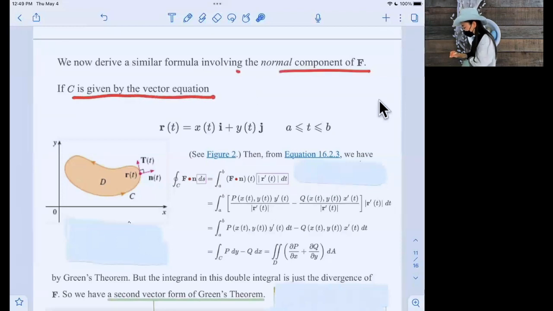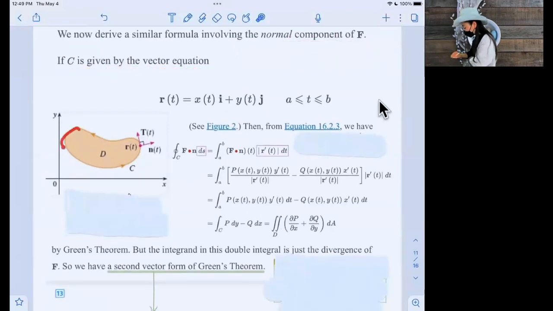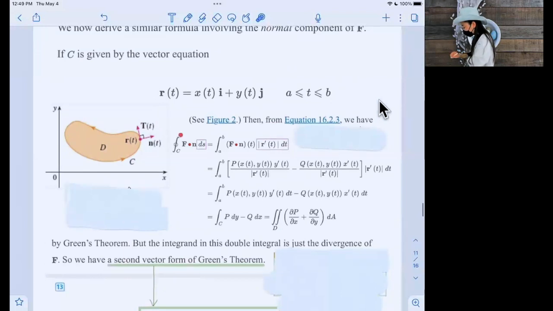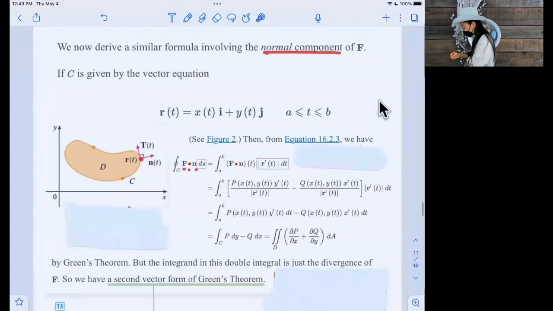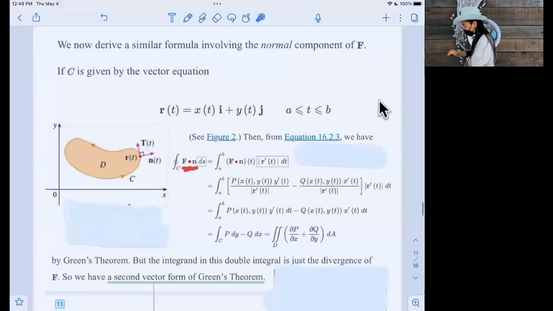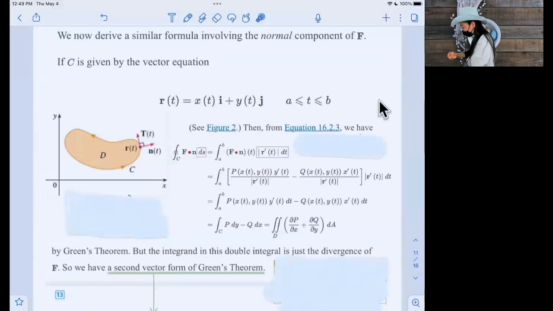Suppose this curve C is given by this vector equation, r(t) equals this, for t greater than or equal to a and less than or equal to b. Then this line integral of F dot n, where n is the normal vector of the curve, what is F dotted with n? Suppose you have a force going this way, dotted with n. That means take this force and find what the component is in this normal direction. So that's the one, and ds here is this one. Remember that? Okay.